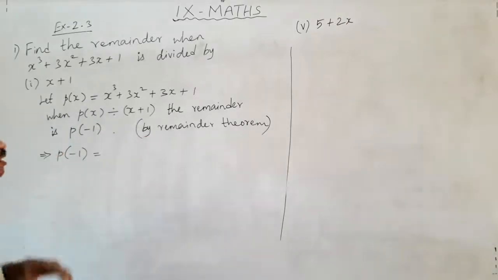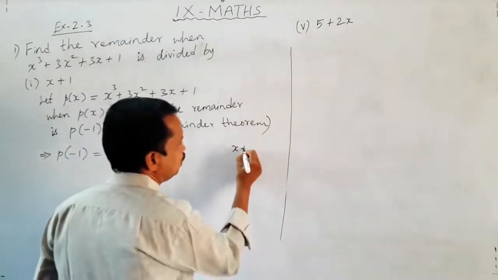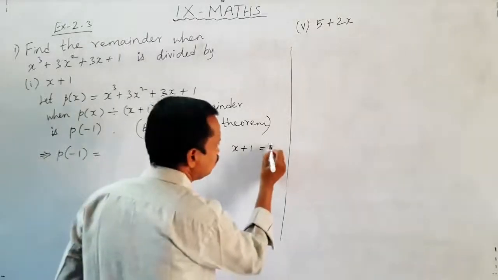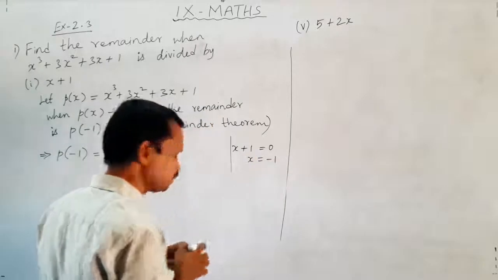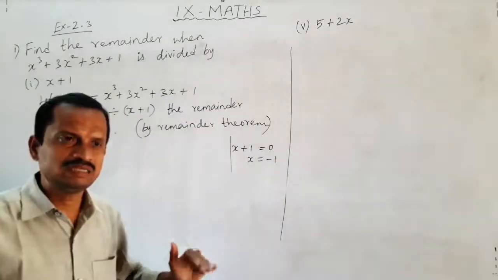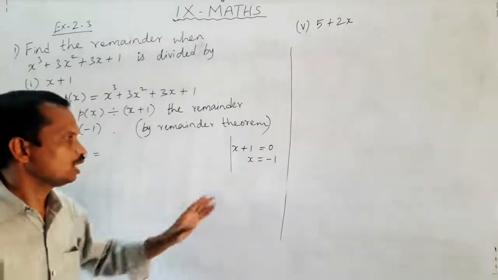How are we saying this? Here is the explanation. X plus 1 is the divisor, so we have to equate to 0 and we get x equal to minus 1. Clear or not? X equal to minus 1. So just we have to find the zero of the divisor, that's all. And we have to substitute.